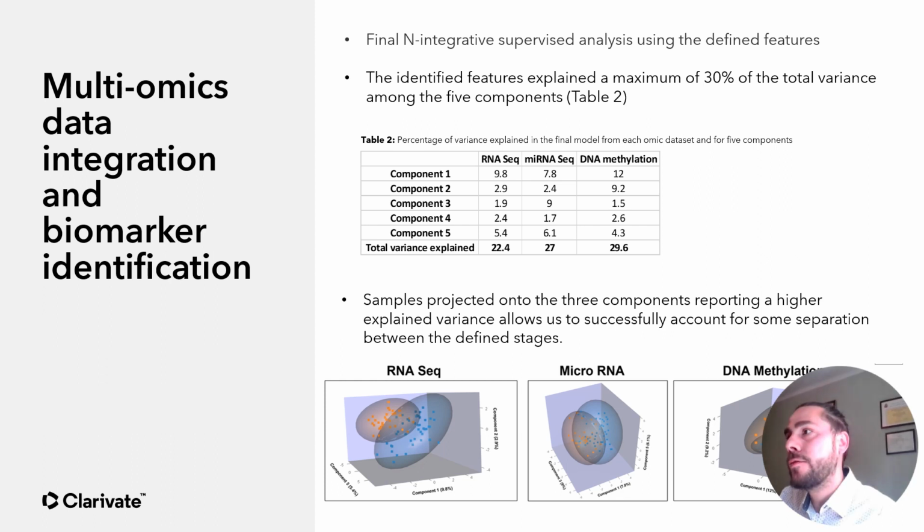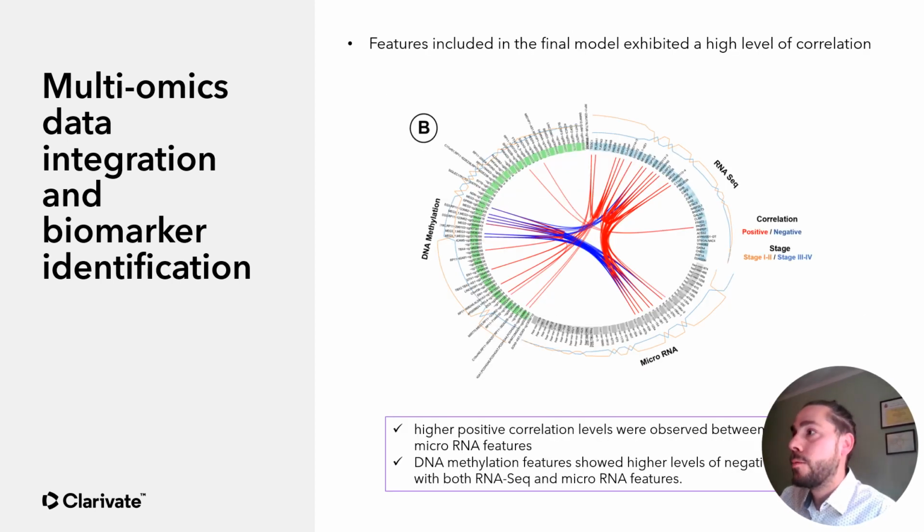Final and integrative supervised analysis using the defined features was performed. The identified features explained a maximum of 30% of the total variance among the five components, being the DNA methylation dataset the one that explained most of the variance. Samples projected onto the three components reporting a higher explained variance allows us to successfully account for such separation between the defined stages. Features included in the model exhibited a high level of correlation.